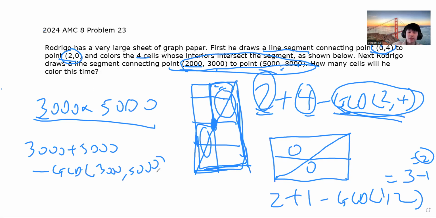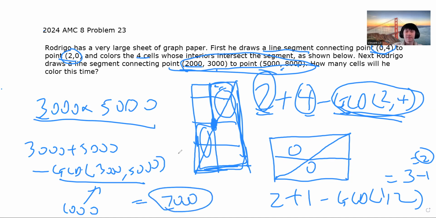From here, it's pretty obvious that since 3 and 5 are relatively prime, the greatest common factor of these is simply 1,000. You can also just prime factor each one and use the bucket method that I covered in the previous video to solve for the GCD. After that, we get 3,000 plus 5,000 minus 1,000, which is equal to 7,000. And that is our answer.